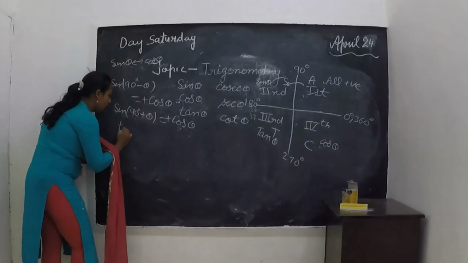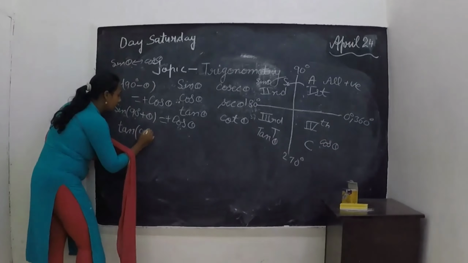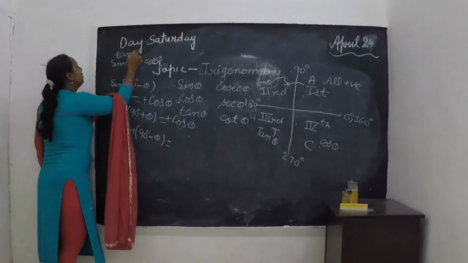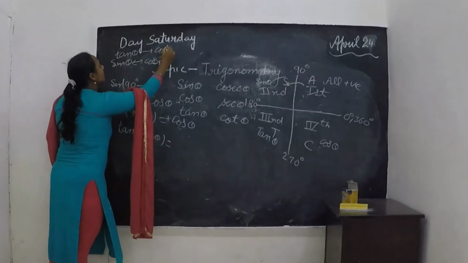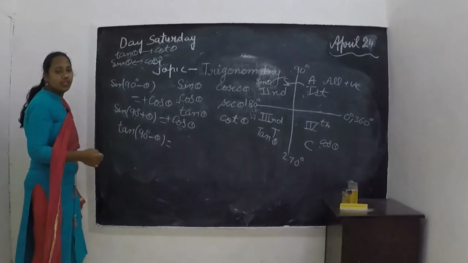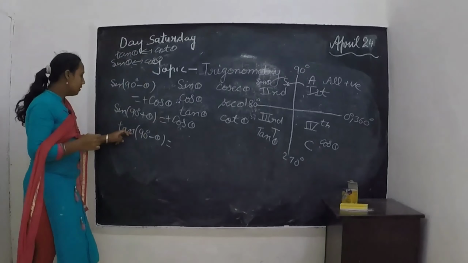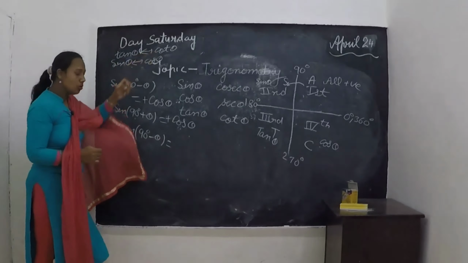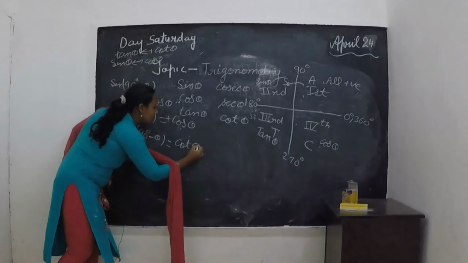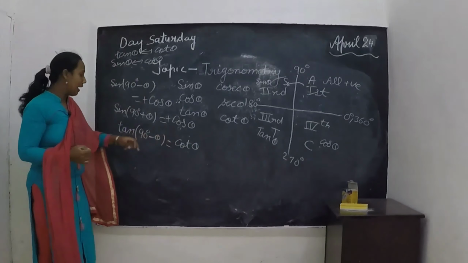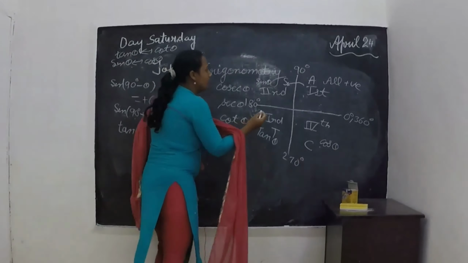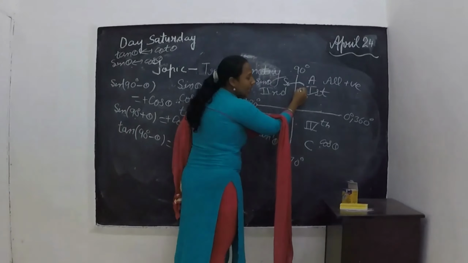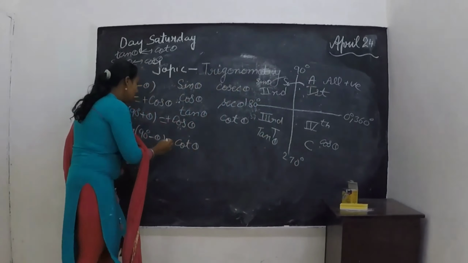Now we will find the value of tangent 90 degree minus theta. In tangent case, tan theta will be converted into cot theta and cot theta will be converted into tan theta. Here tan 90 degree minus theta. 90 degree means tan theta will convert into cot theta. Now we will check the sign, whether it is positive or negative. 90 degree minus theta means something is subtracted from 90 degree. It means first quadrant, A means all positive. So it will be positive.